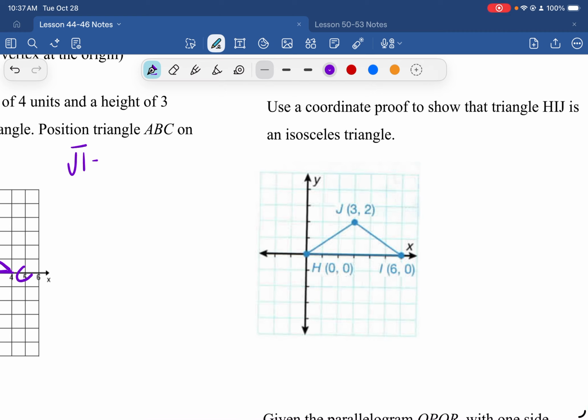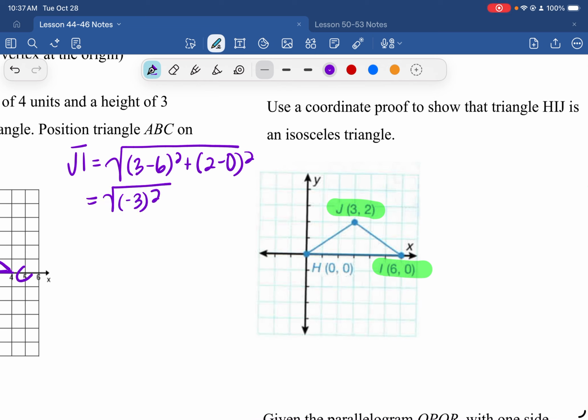Remember distance formula? That's what we're going to use here. We're going to have to use this coordinate and this coordinate to plug into the distance formula. So I have here 3 minus 6 squared plus 2 minus 0 squared. And then we're going to simplify that. So that's negative 3 squared plus 2 squared, which ends up being the square root of 9 plus 4. And then that gives you square root of 13.